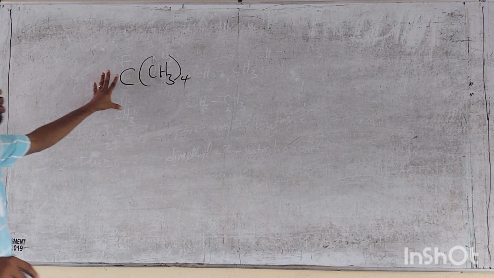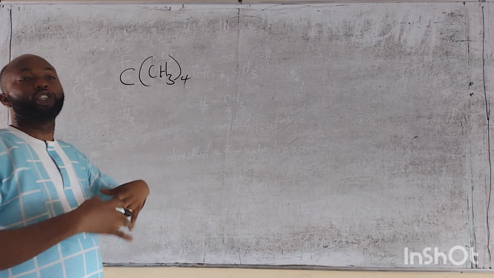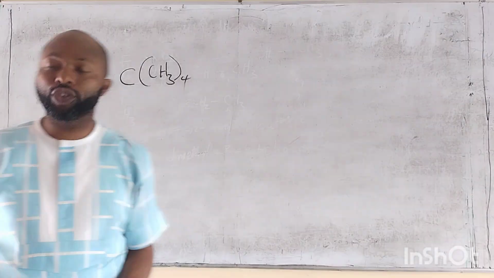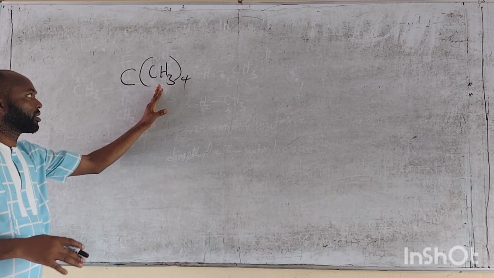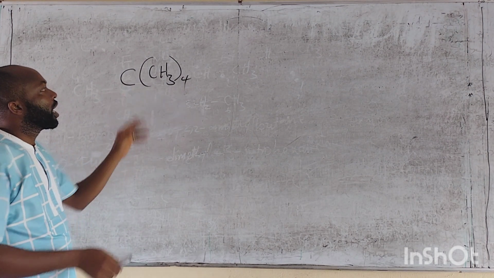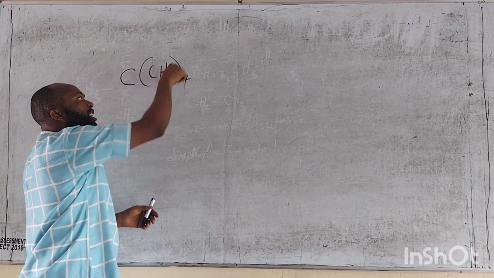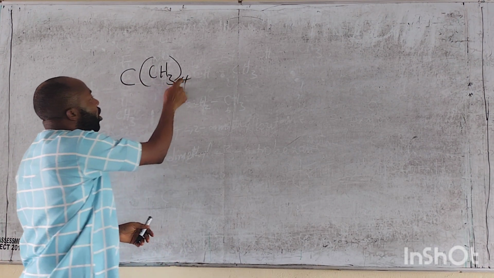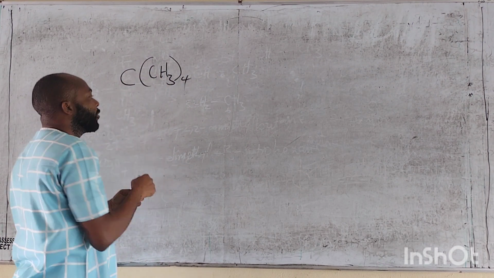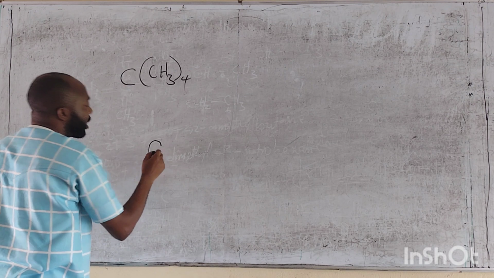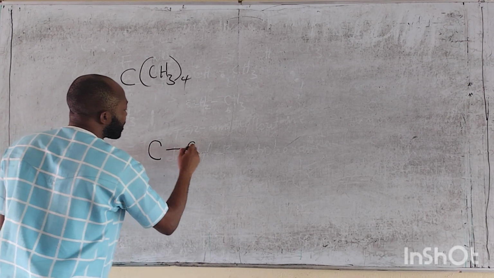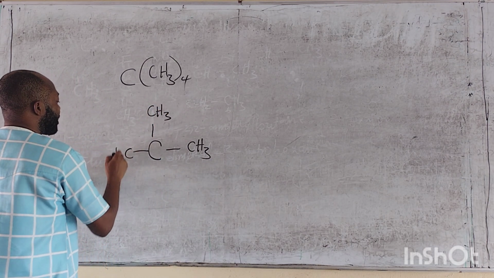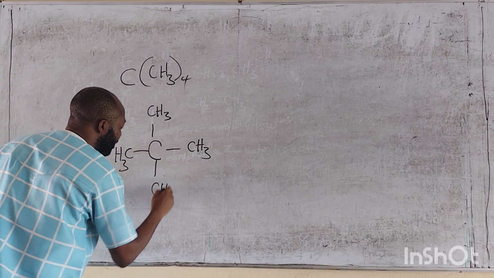Now this is a condensed structure. They want you to simplify it, so that you'll be able to name it and do whatever they ask you to do. Now what does this mean? This means that this carbon has 4 methyl groups attached to it. Are we together? This carbon has 4 methyl groups attached to it. Therefore, I have my carbon here, with the 4 methyl groups: one CH3, another CH3, another CH3, and another CH3.